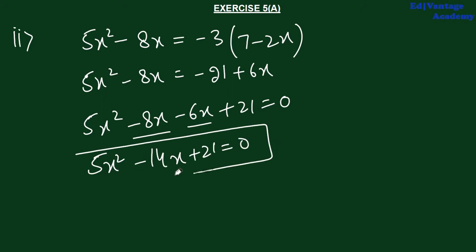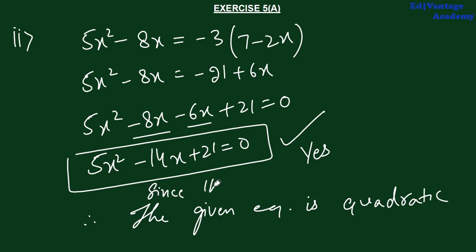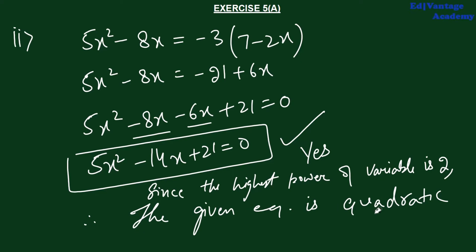So this is also in the form of a quadratic equation. So yes, this is a quadratic equation. So you have to write here, therefore the given equation is quadratic. This is how you have to write. Why? You will write, since the highest power of variable is 2, therefore the given equation is quadratic.